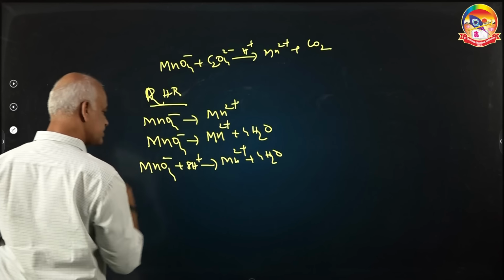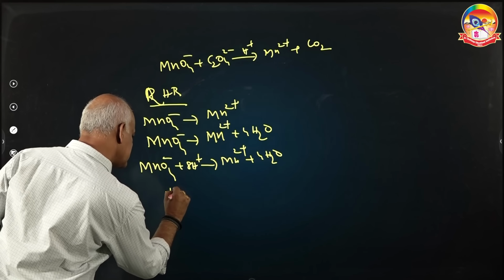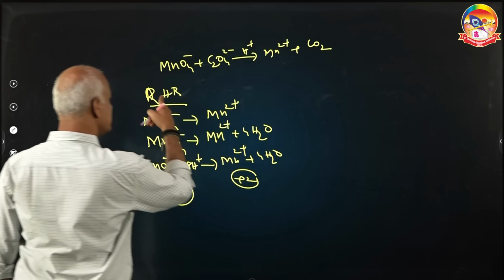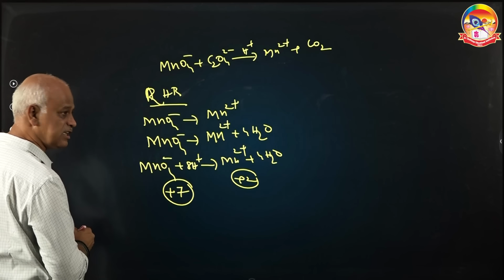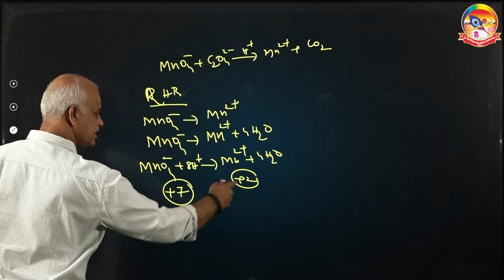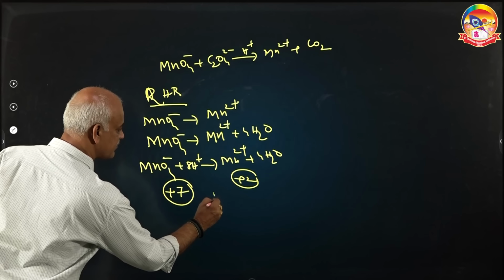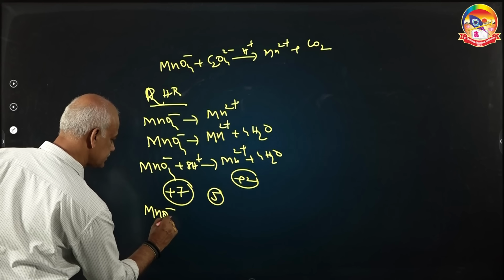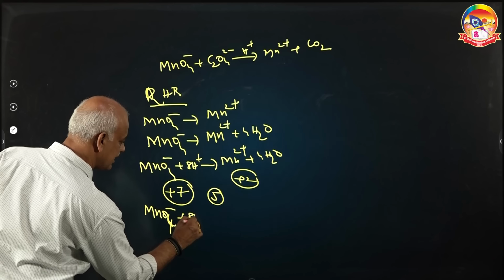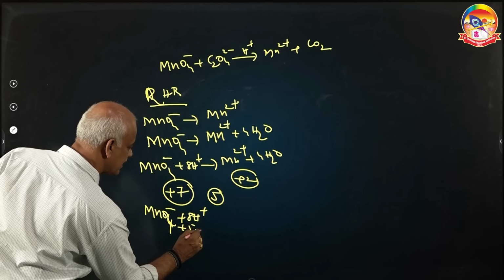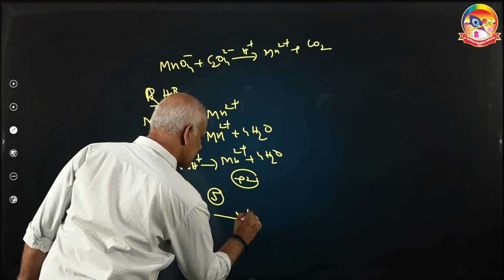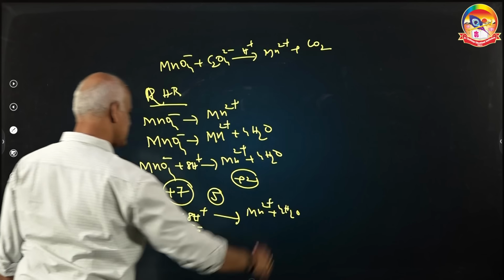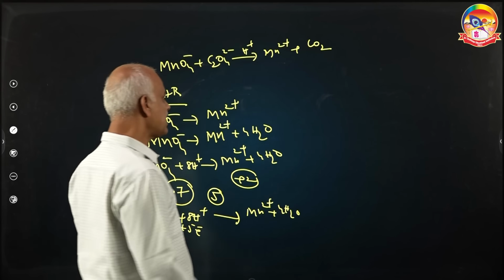Then what about the next? Charges. What is the total charge here? Plus 7. What is the total charge here? Plus 2. Moreover, what is this? Reduction, gain of electrons. How many is the charge difference? 5 is the difference in the charge. So permanganate plus 8 H plus plus 5 electrons gives Mn plus 2 plus 4 H2O. This is how you balanced the reduction half reaction.